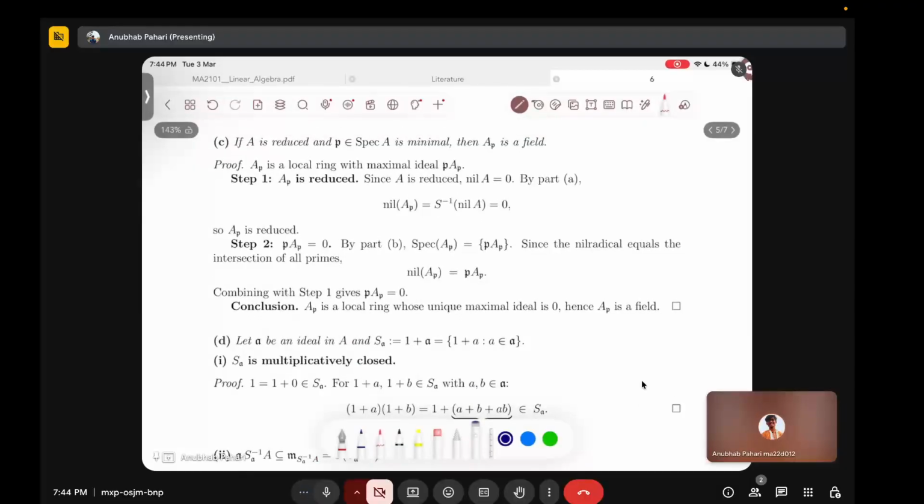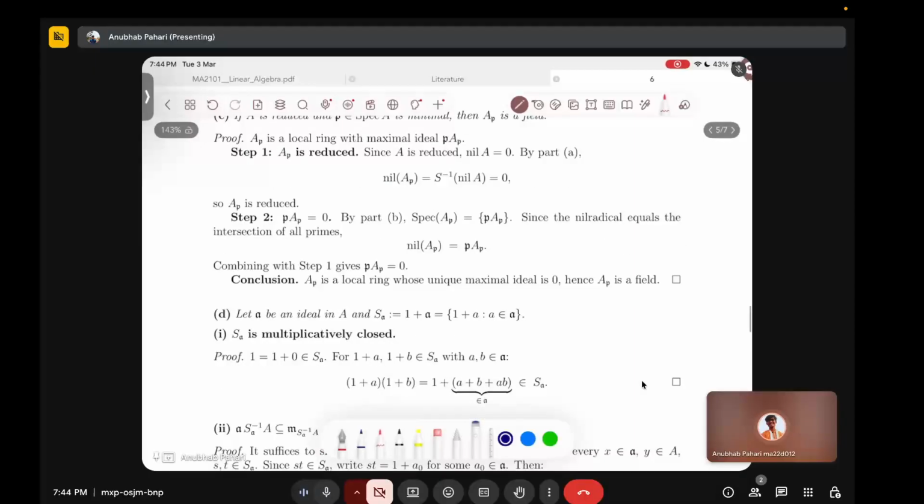Now for question C, which says that if A is reduced and p in Spec A is minimal, then A_p is a field. A_p is a local ring with maximal ideal pA_p. Now we have to show that A_p is reduced. Since A is reduced, the nilradical of A is 0, and by part A, the nilradical of A_p is S^{-1}(Nil A), which is 0 itself, so A_p is reduced.